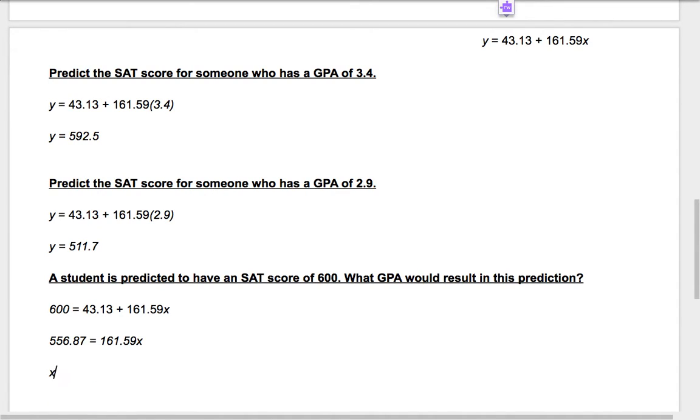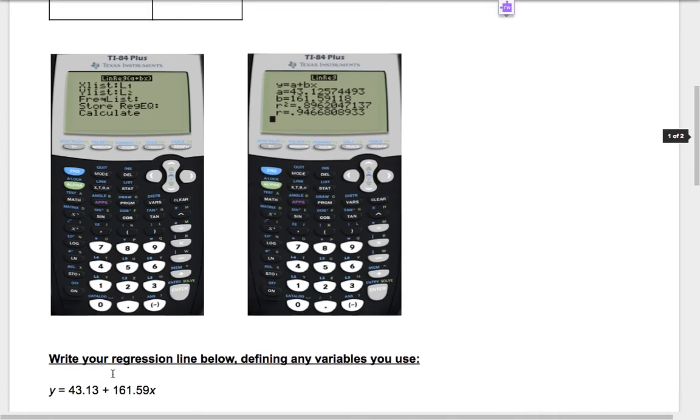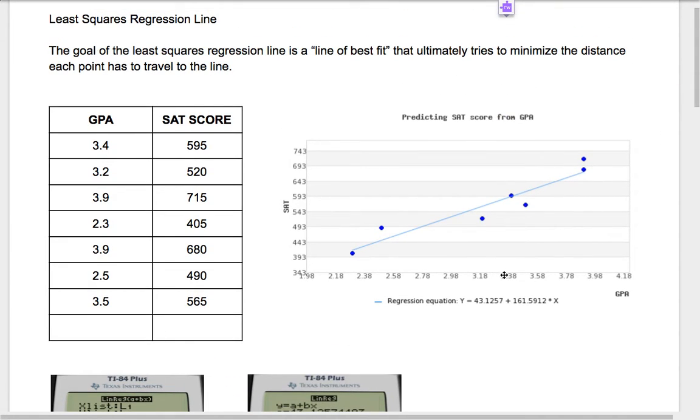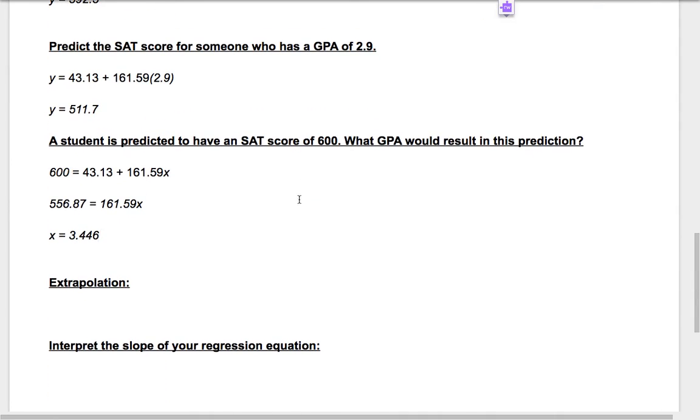And I get x equals 3.446. So if you got an SAT score of 600, this line predicts that you would have a GPA of about 3.446. And we can double check that. Let's go up here. Check out a GPA of 3.446. It'd be about, maybe right here. Notice that takes us about over to almost 600 right there. So you can see that part of our line, the predicted part of our line, is at about 600 for that example.